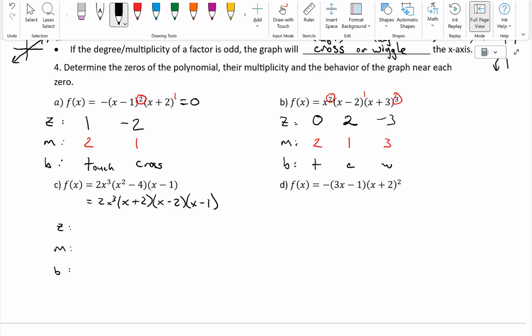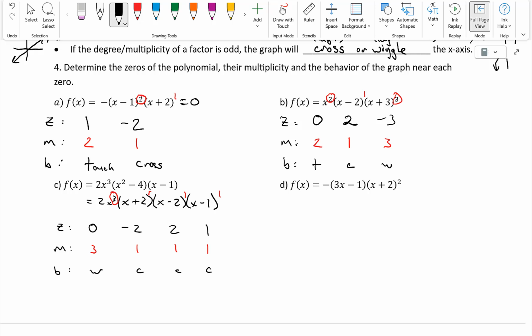For our zeros, 2x cubed, or x cubed, is going to give us a zero of 0. For x plus 2, we get a negative 2. For x minus 2, we get a positive 2. And for x minus 1, we get a 1 for our zeros. For the multiplicities, that x is cubed, so multiplicity 3. The x plus 2, x minus 2, and x minus 1 all have multiplicity 1. They're not repeated at all. So we're going to wiggle across at 0, and then we'll cross at negative 2, 2, and 1. Right, so just straight across like y equals x. For D, we have f of x equals minus quantity 3x minus 1 times our quantity x plus 2 squared.